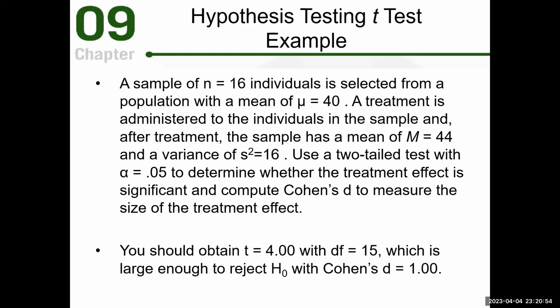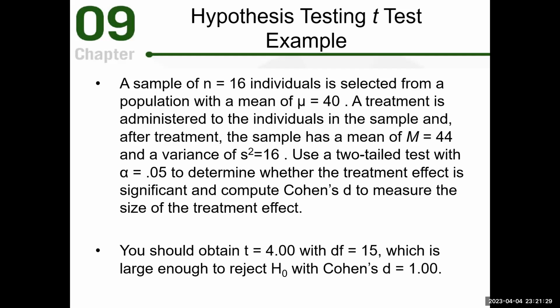Here's an example. It says a sample of n equals 16 individuals is selected from a population with a mean of 40, and the treatment is administered to the individuals in the sample. After treatment, the sample has a mean of 44 and a variance of 16. We're going to use a two-tailed test with a 5% significance level to determine whether the treatment effect is significant, and compute the Cohen's d to measure the size of the treatment effect.